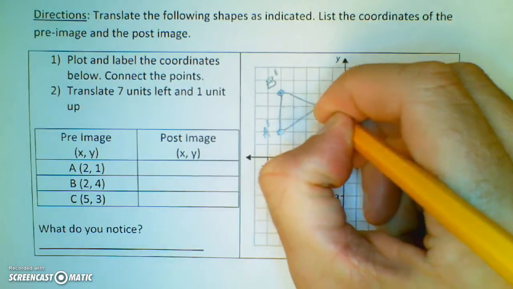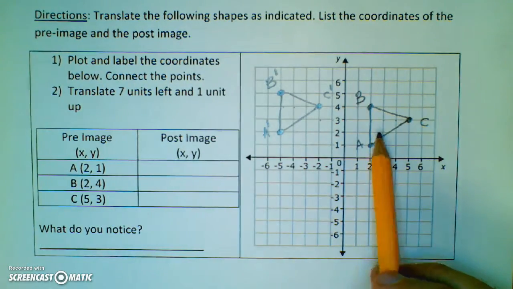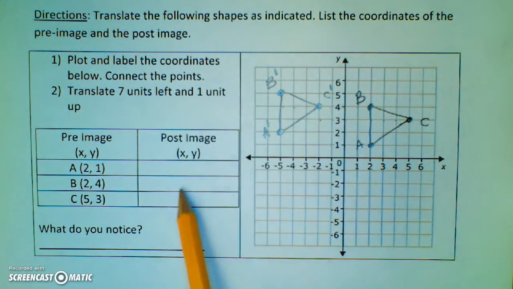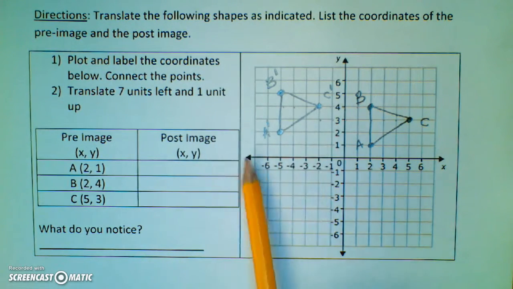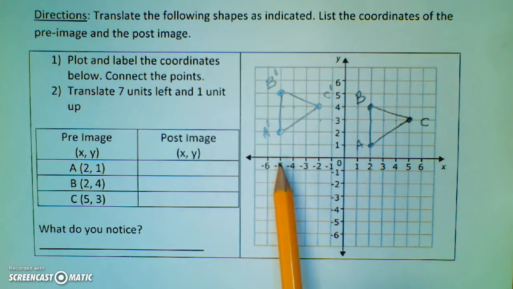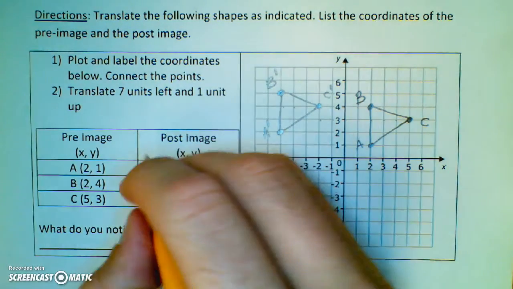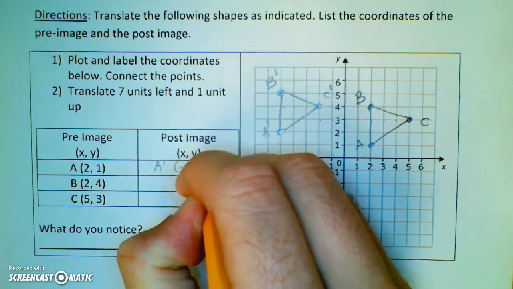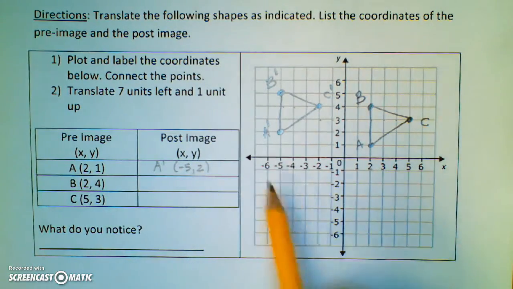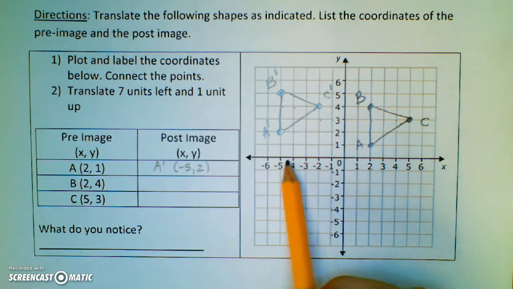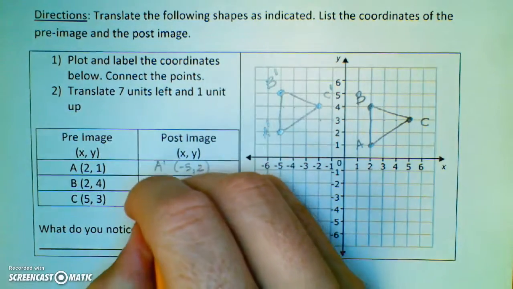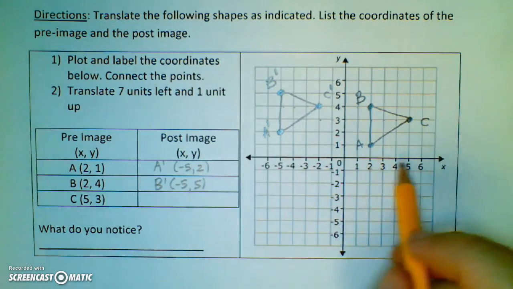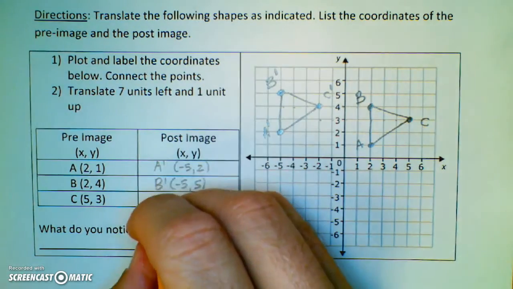If we did it correctly, we should see the same shape, and I do. And this is the new shape because I have the prime symbols on there. So now I need to figure out the coordinates. My A prime is located at -5, 2. So A prime is -5, 2. B prime is at -5, 5. And C prime is at -2, 4.